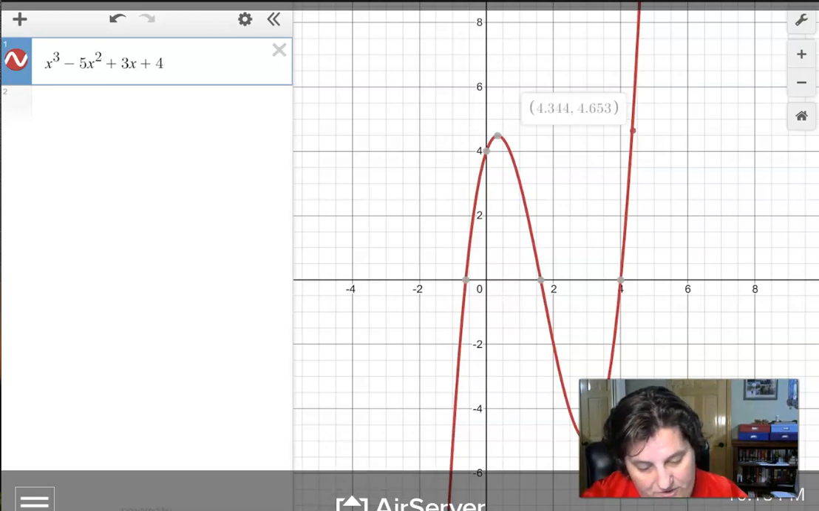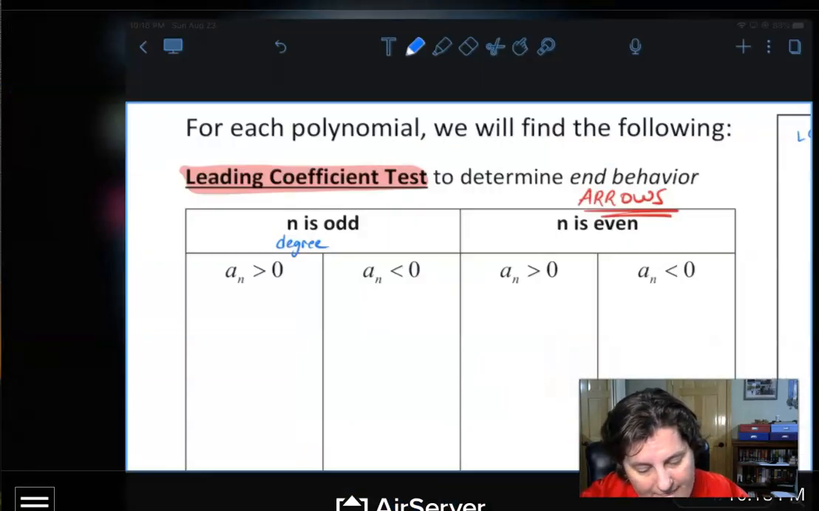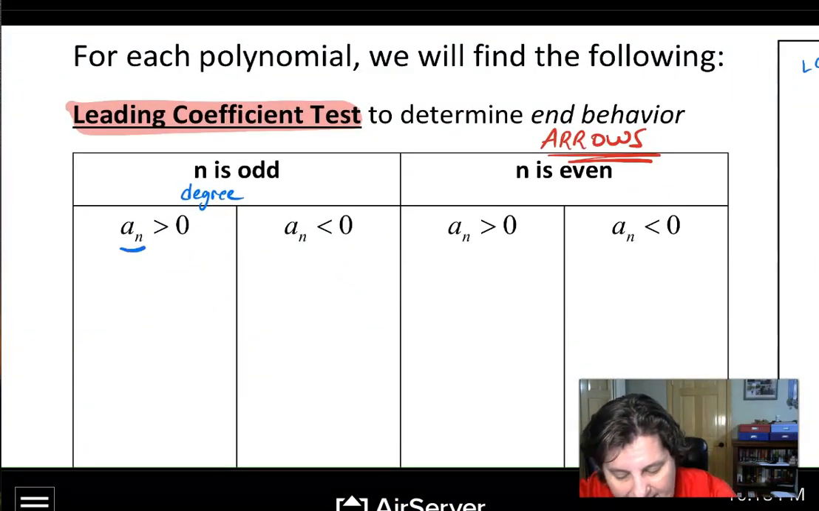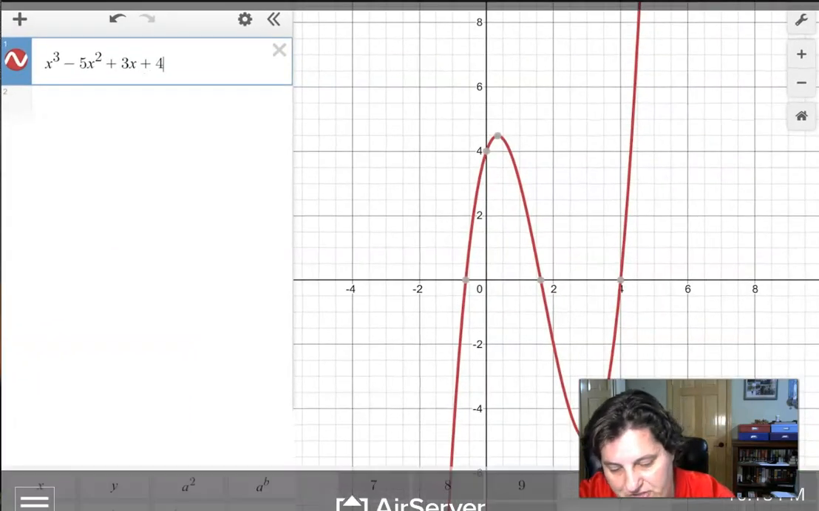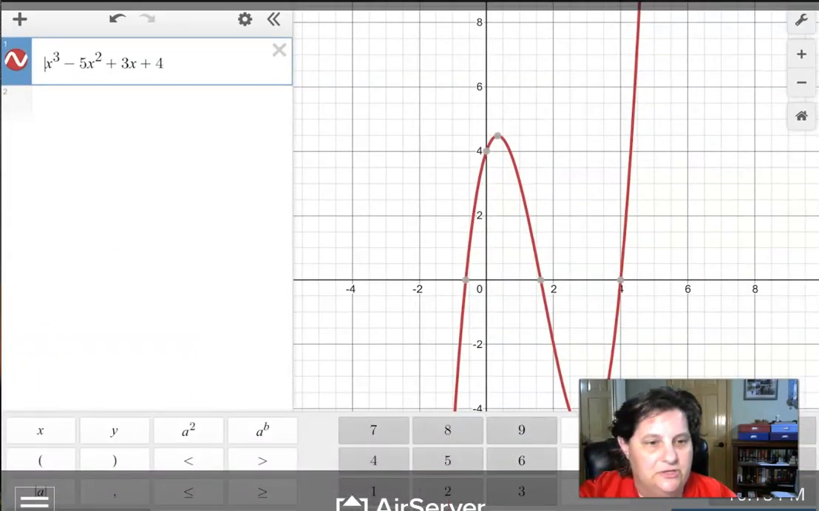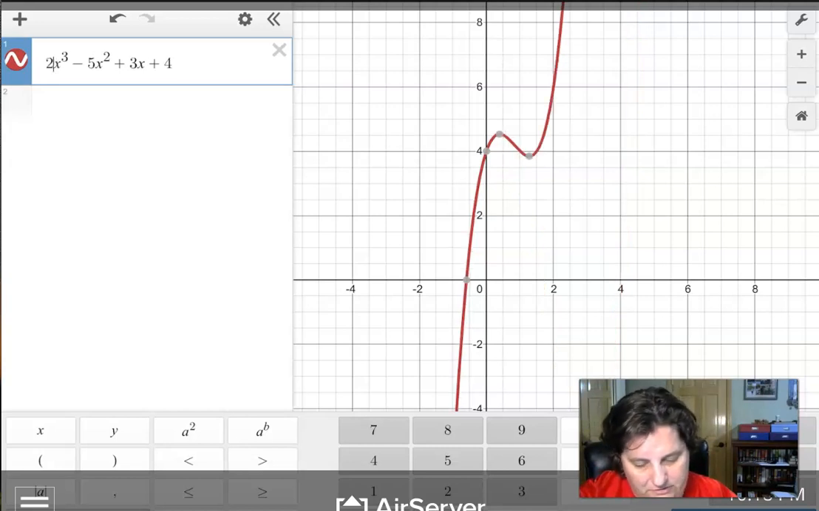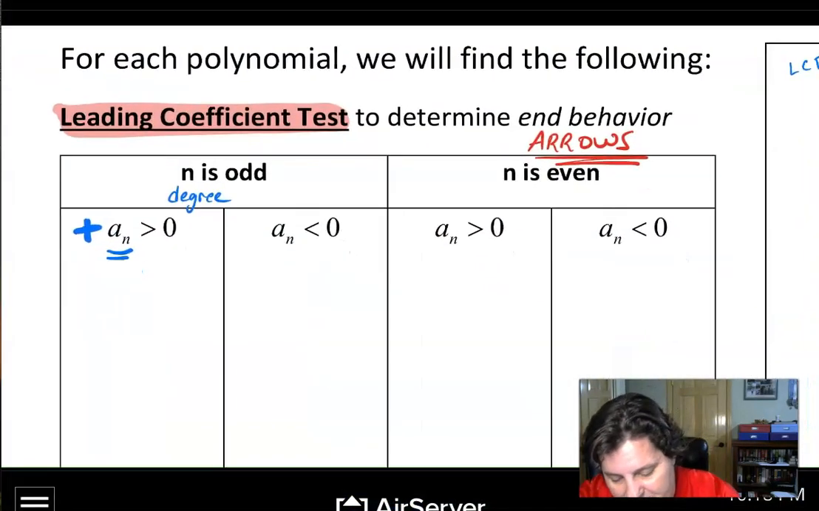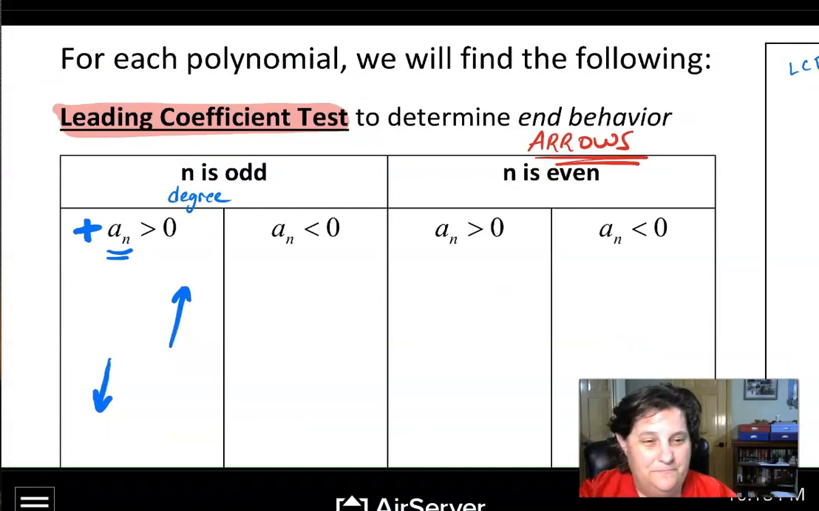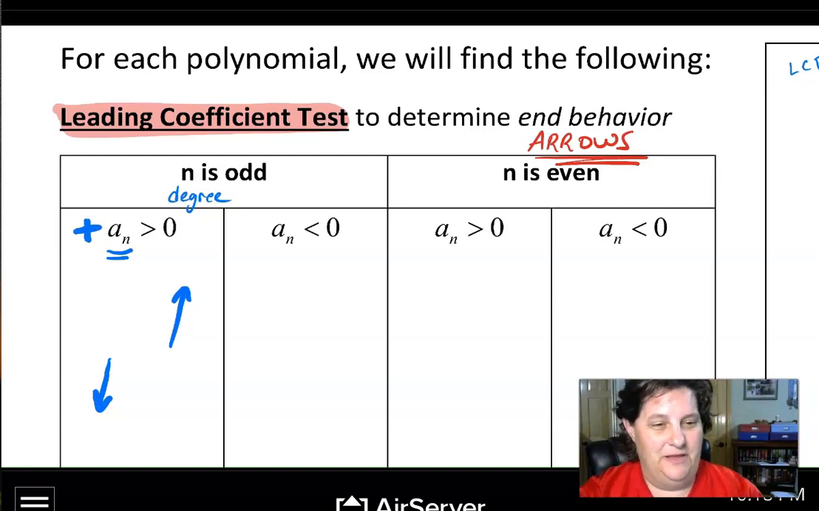And then again, we have which way the arrows are going. So when the degree is odd and that is greater than 0, that means positive. Now, what's a sub n? A sub n is the coefficient in front of here. So it's basically saying the x to the third, right? I could put 2x to the third. It doesn't make my graph look a lot better, but whatever. Okay? It's a positive number. What happens is my arrows will go down to up. Okay? You kind of need to memorize this, but I'll teach you a pretty easy way to do it.